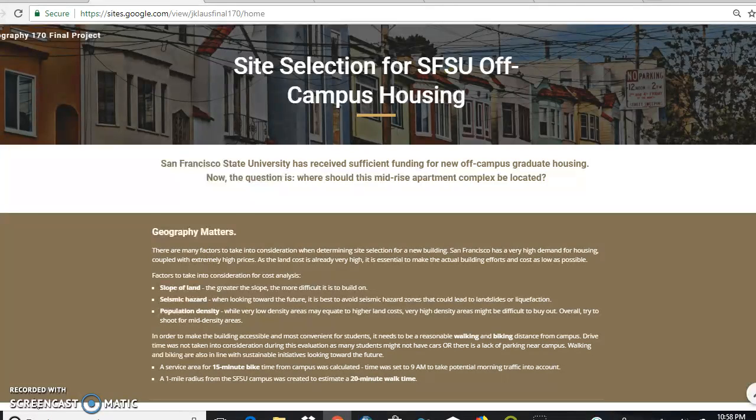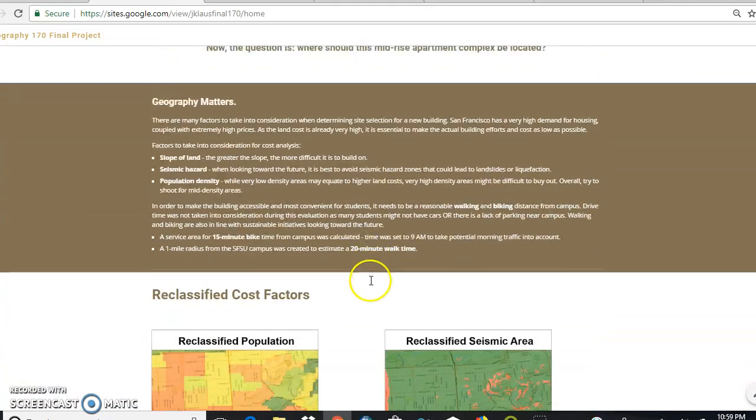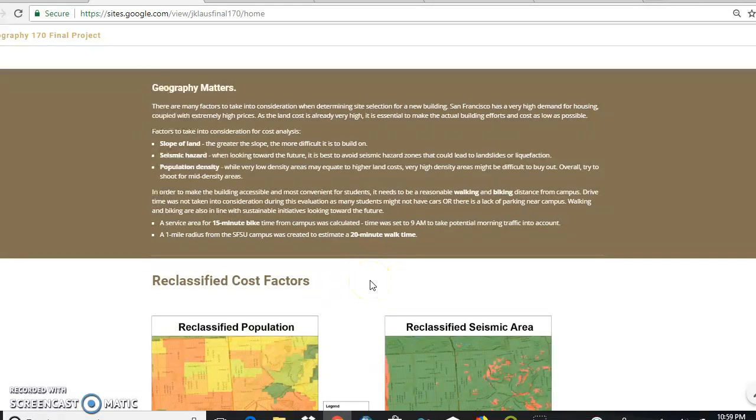As an overview, I decided to pick three very important factors, reclassify them, and then create a cost raster. That determines which places in my chosen area have the most cost, as in the most difficulty, the most aggressive factors. It would be a high cost in terms of resources and money, most likely, and the lowest cost areas. We want to know what the lowest cost areas are in order to look for initial site selection.